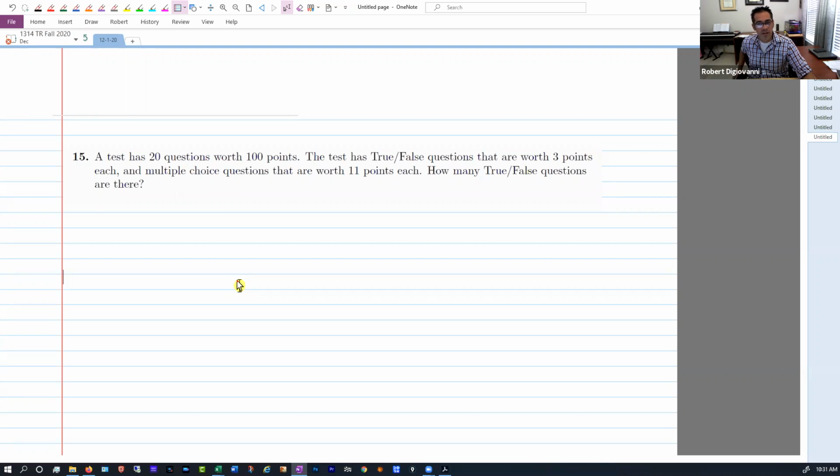So this test has 2 types of questions, right? It has multiple choice and it has true and false, right? They want to know how many true and false there are, right? But it's important for us to understand that there's 2 types of questions on here, multiple choice and true and false. So let's let x be equal to the number of true false questions.